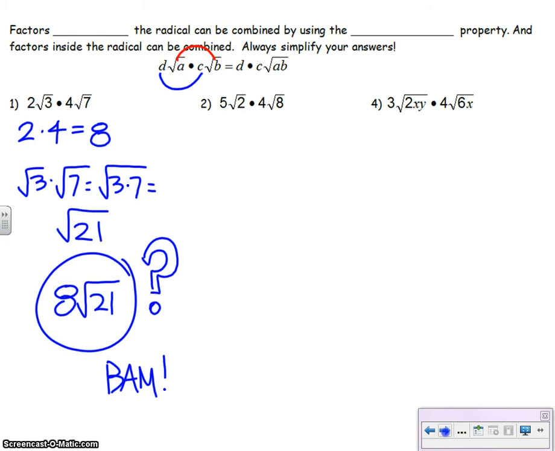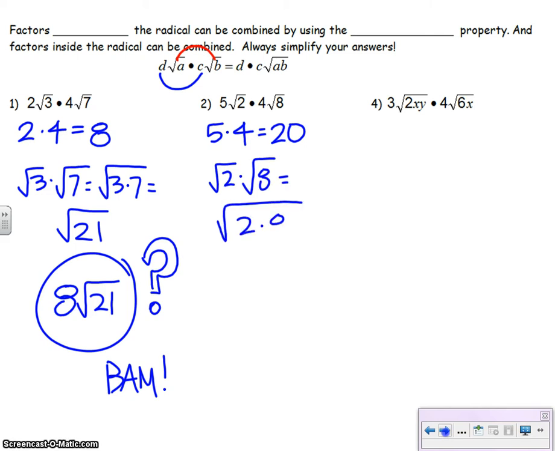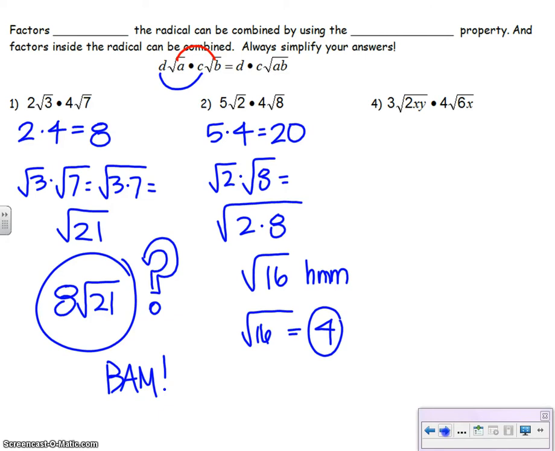Bam! I like it. Okay, number 2. 5 root 2 times 4 root 8. So we're doing 5 times 4, which is 20. Root 2 times root 8, which is the square root of 16. What is that the same as? Oh wait, the square root of 16 is 4. So we're going to do 20 times 4, and our whole answer is going to be 80.